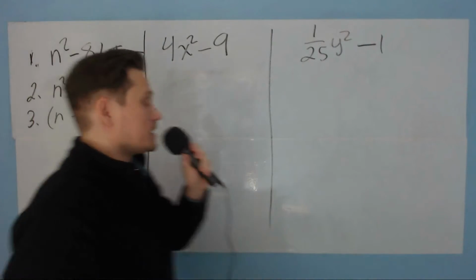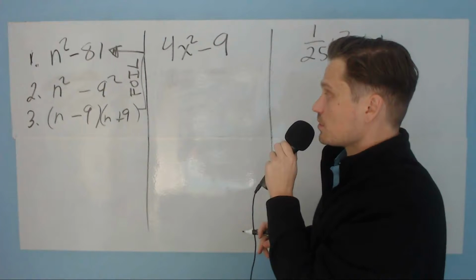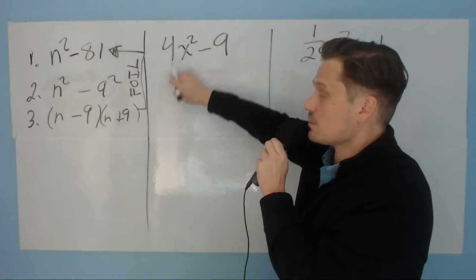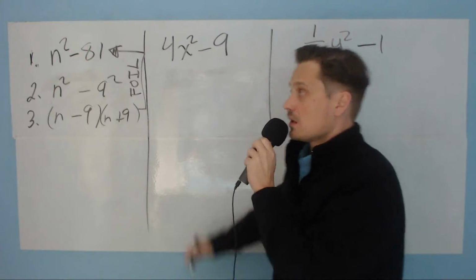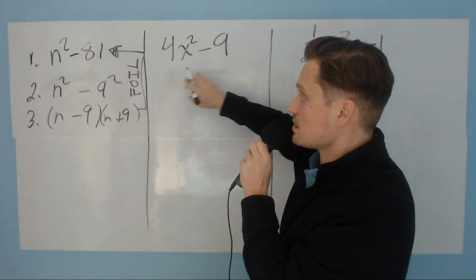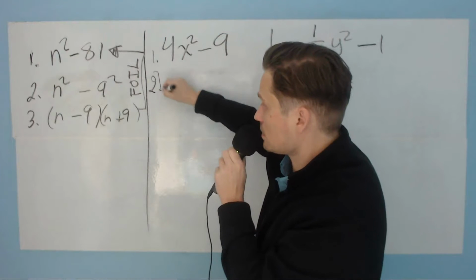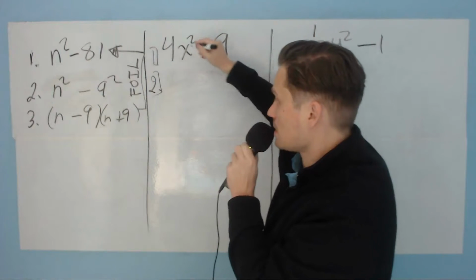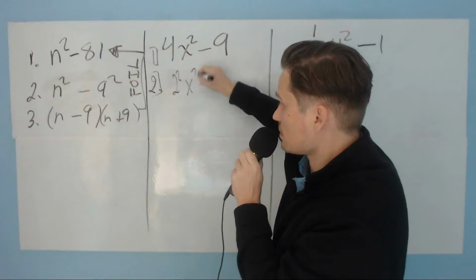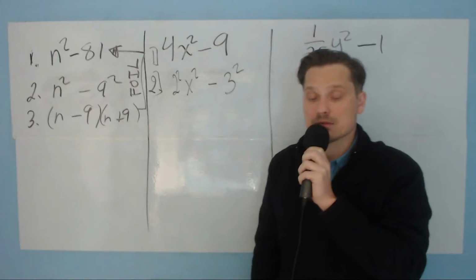Next one here, 4x squared minus 9. Now this one requires a bit more manipulation, because that 4 needs to be rewritten so it shows a square. And the 9 has to be rewritten so it shows a square. Right now they're not doing that. So say this is step 1. Step 2, I take my 4 and I write it as follows. I'm going to put brackets to indicate the step numbers. So step 2 will be 2 squared times x squared minus 3 squared. I'm carrying that step out.